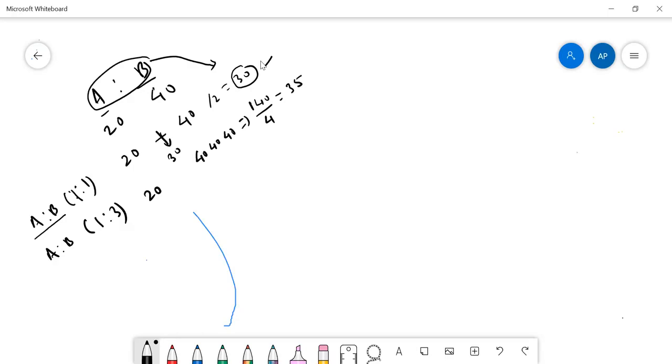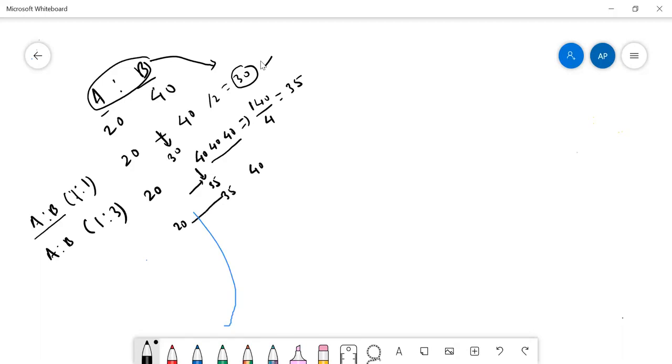So what do you see? The average that I got is 35. So the point is, if we increase the number of students from group B's side, the average will shift from 30 to 35. So it's a very important pattern that you can see here: the group average of A is 20, the group average of B is 40, and the average that you got is 35.